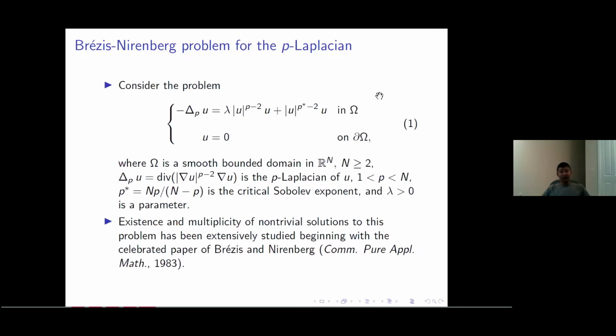So basically, this talk is going to be about the Brezis-Nirenberg problem for the p-Laplacian. So here's the problem that we're going to look at. This Delta p is the p-Laplacian, and you have this critical power p star and a positive parameter lambda.